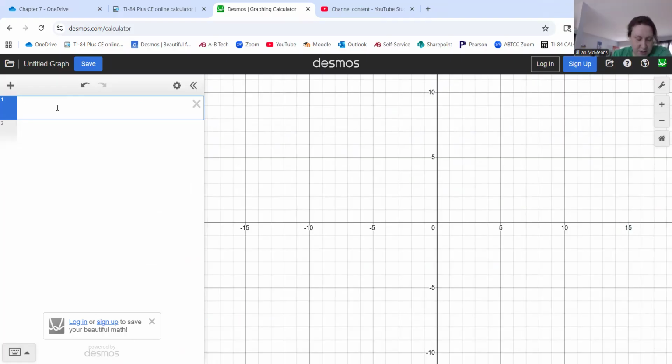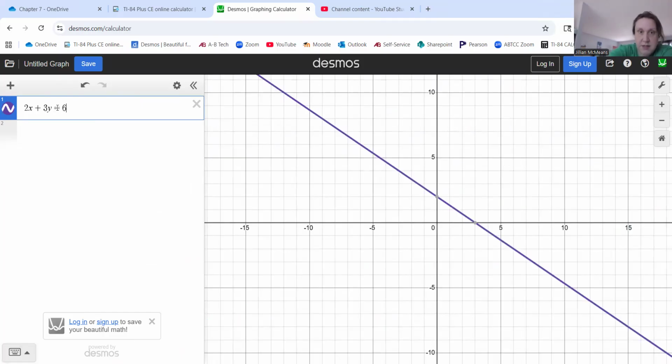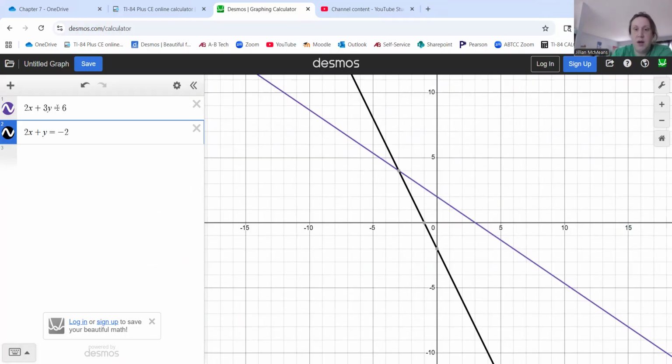All right, the first equation was 2x + 3y = 6. The second equation was 2x + y = -2. All right, and we can see that our ordered pair solution is (-3, 4). So our graph was accurate enough that we were able to pinpoint the right ordered pair.